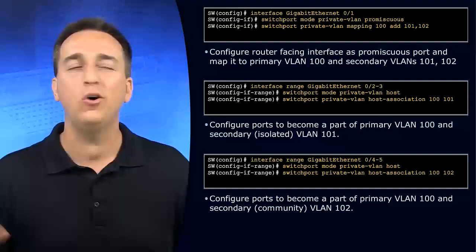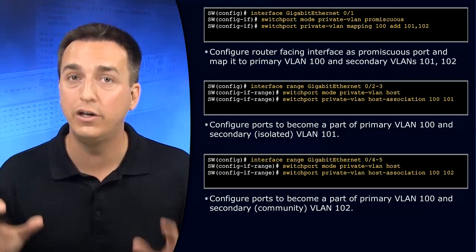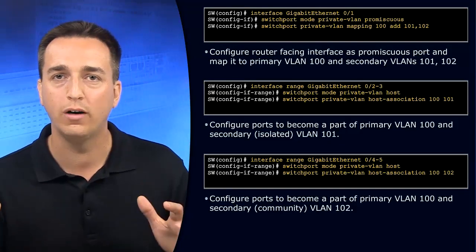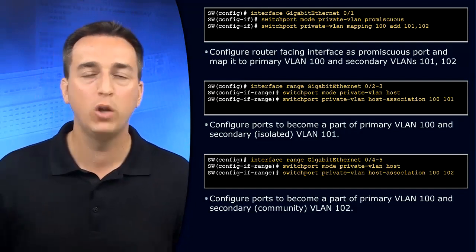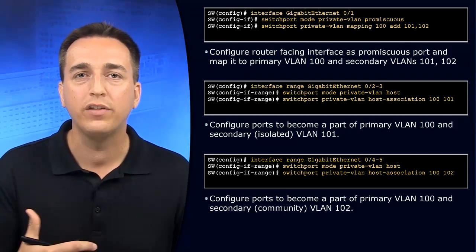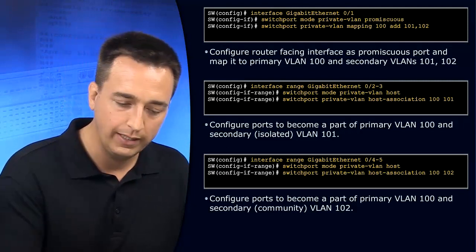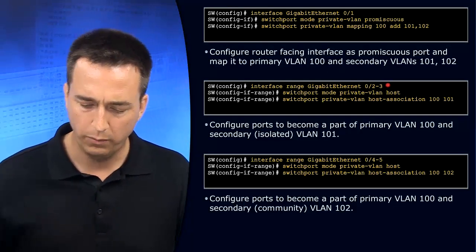Because these ports are no longer part of VLAN 100, meaning we don't go to the port and type in switchport access vlan 100. No, we have to tell them they're part of a private VLAN. So if we examine the configuration for gigabit 0/2 and 3, what ports are those? Let's go back and check that out.